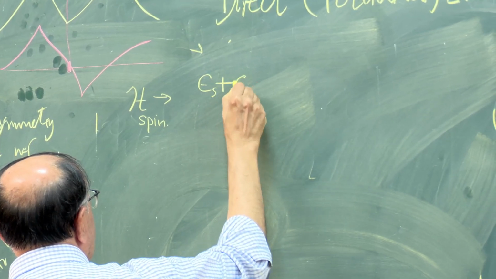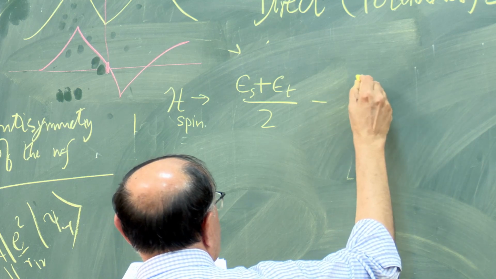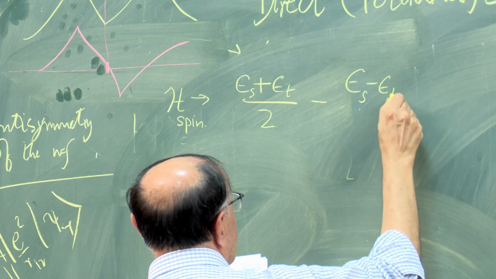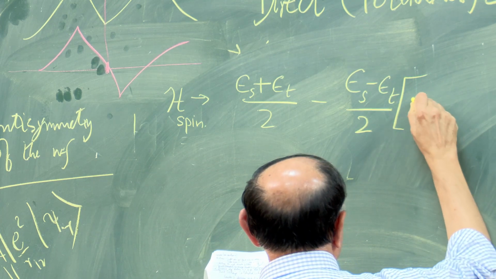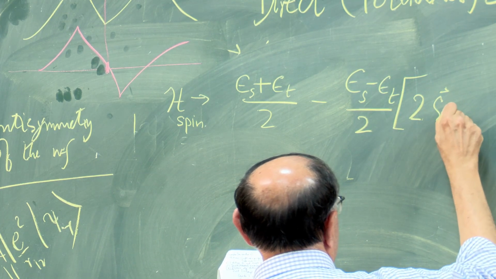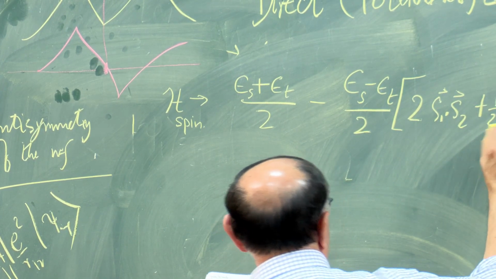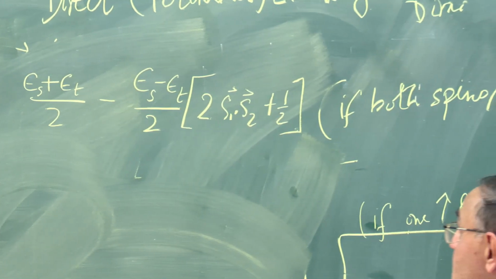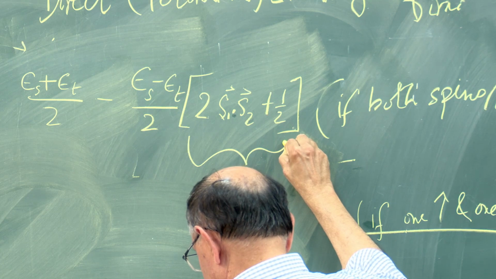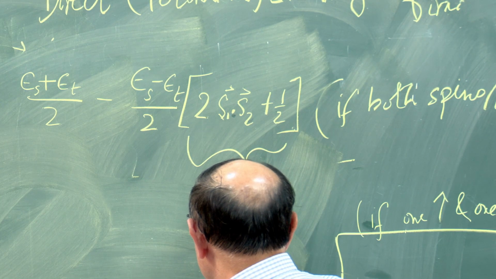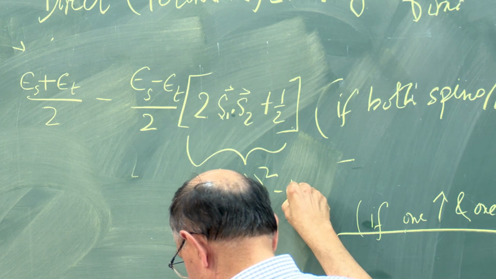Es plus Et over 2 minus Es minus Et over 2, S1 dot S2 plus half. Let me write it and then we put in some explanation. Okay, I've written it in some odd way. To understand why this is so, notice that this is the same as S1 plus S2, the whole squared, minus 1.